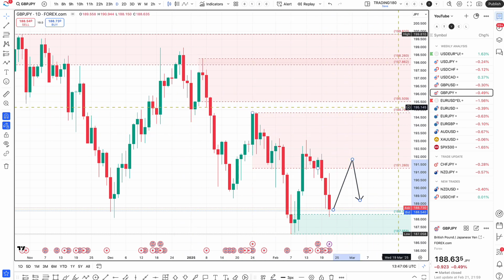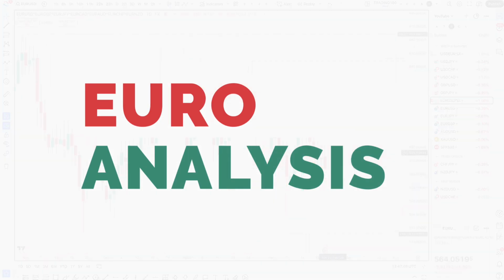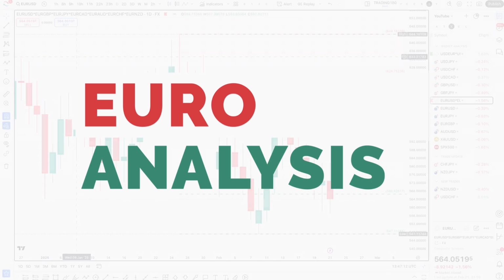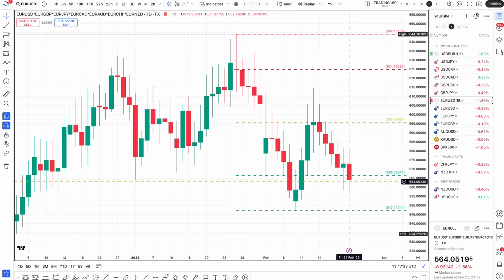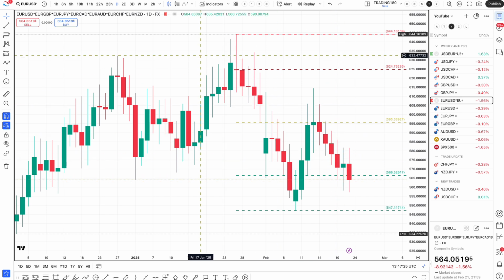Looking at the euro, and this is the euro index, and the euro index again is like the dollar index, equally weighted against the dollar, pound, yen, CAD, Australian dollar, Swiss franc, and New Zealand dollar. Over the past week, it has just got a lot weaker.